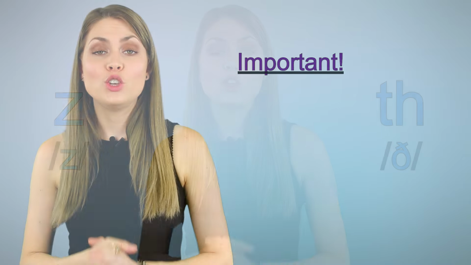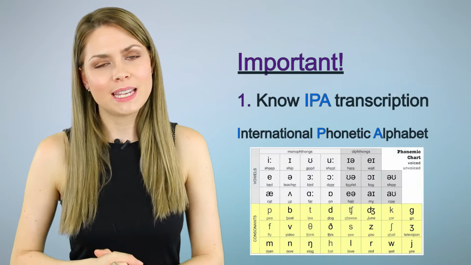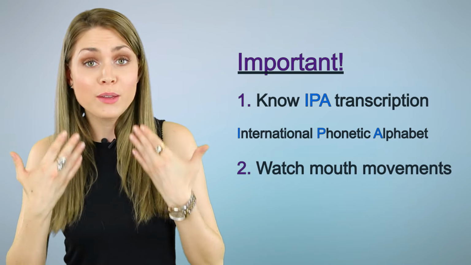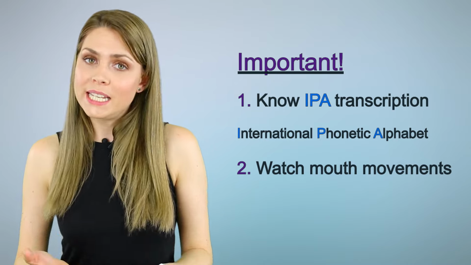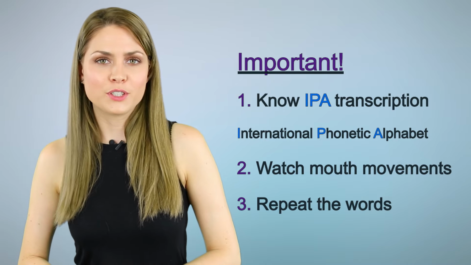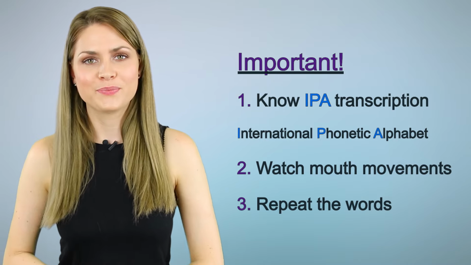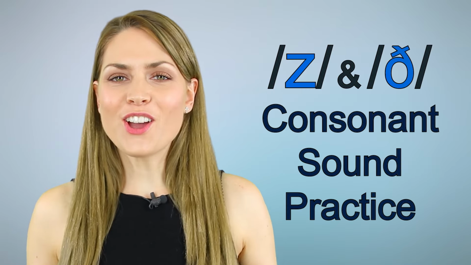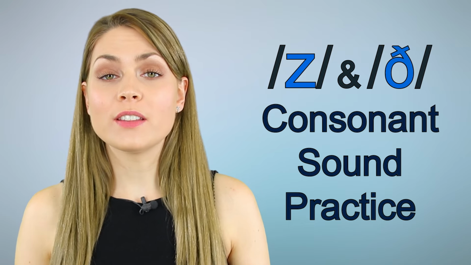Before we learn about the consonant sounds th and z in English, you should always know about the IPA spelling, guys. This is very useful. And you can also watch how I move my mouth. And please always try to repeat after me. It's very important. You can do it. Let's do it together. Let's first learn how to produce the th sound in English.